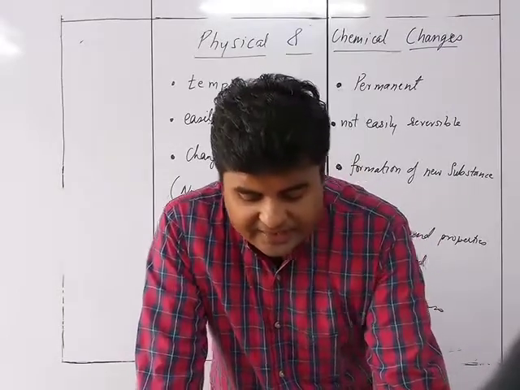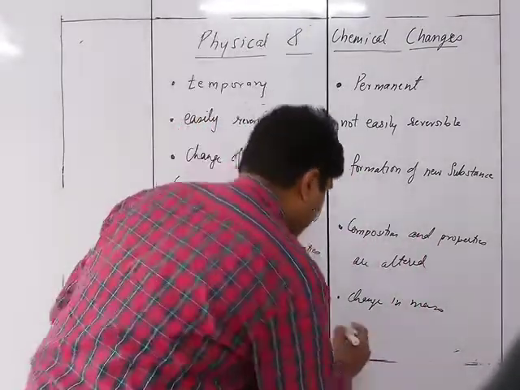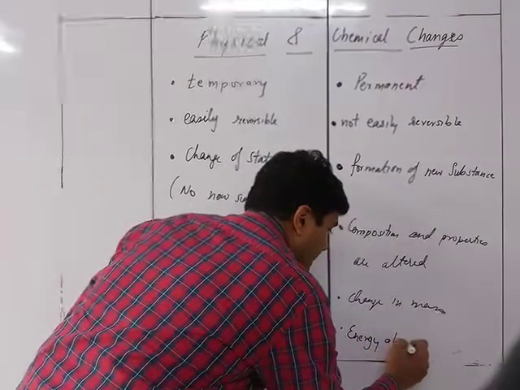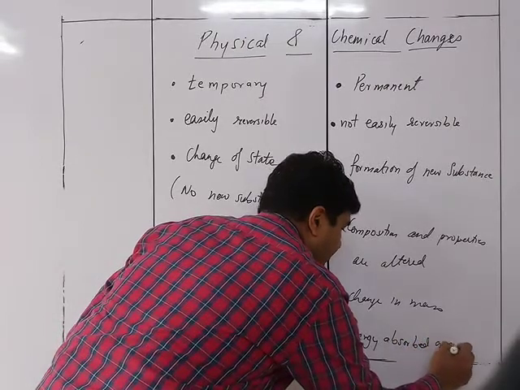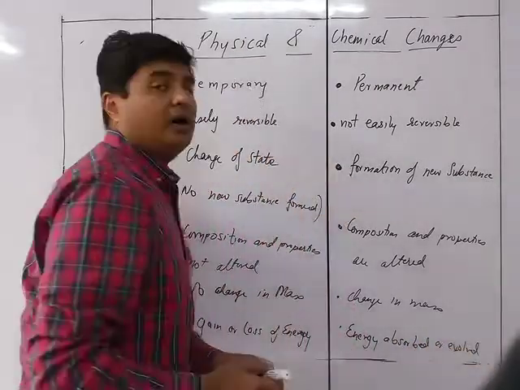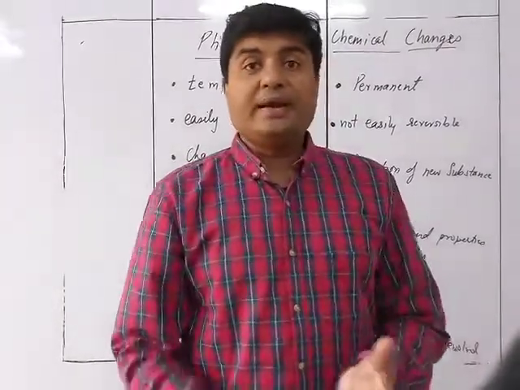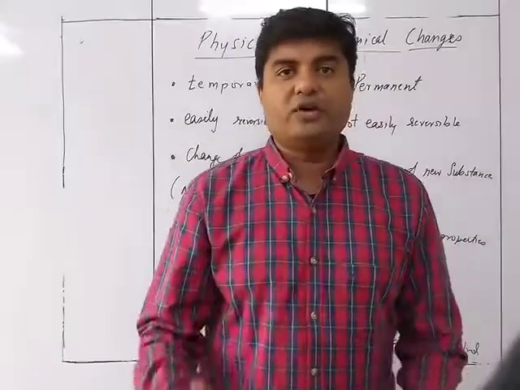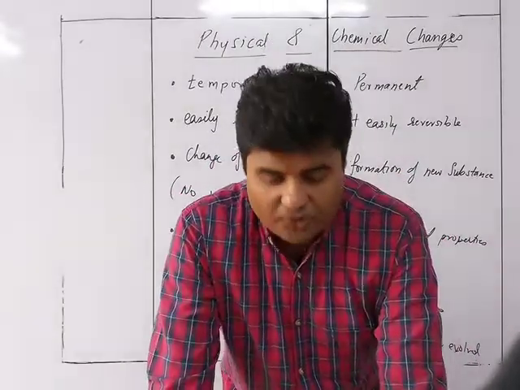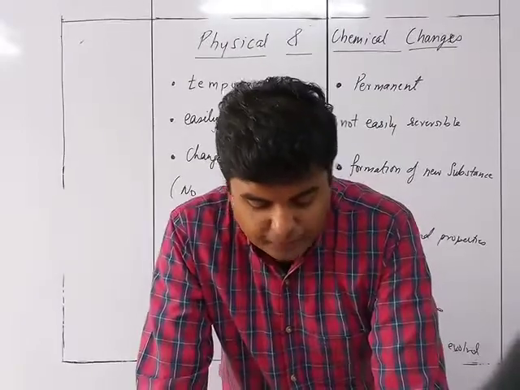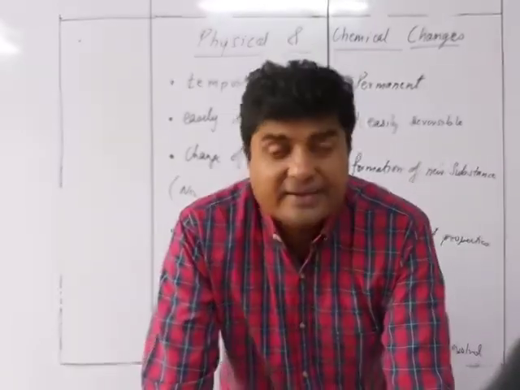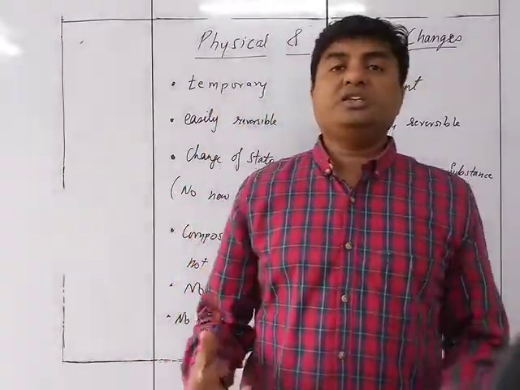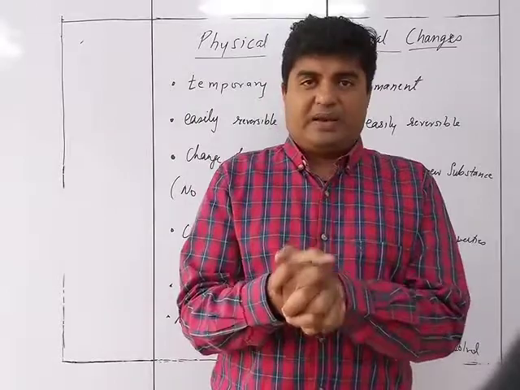Whereas in a chemical change, energy is either absorbed or evolved. There will be a condition wherein it heats up by itself, or it absorbs heat. It requires heat for the reaction to take place. So energy in the form of light, percussion, that is pressure, or generally heat energy is required for the chemical change. You will require some amount of energy for the chemical reaction to take place.